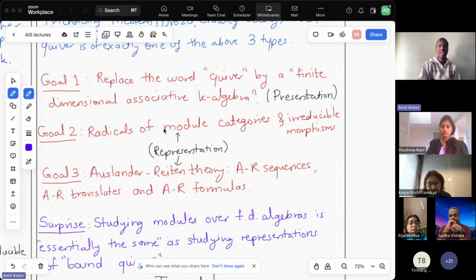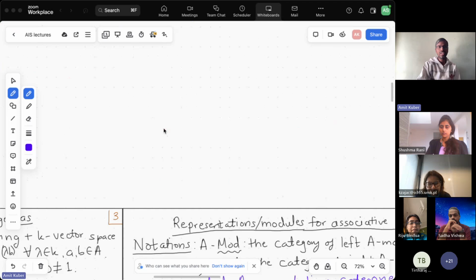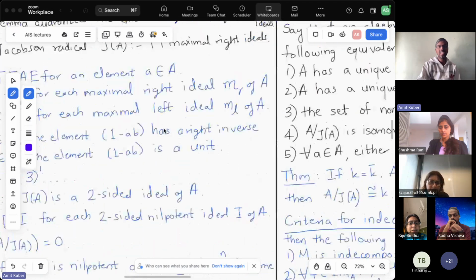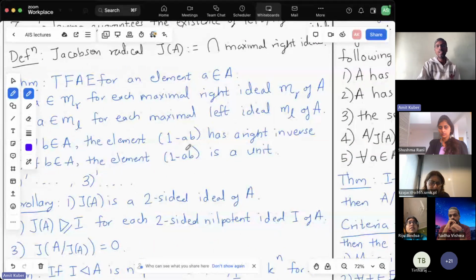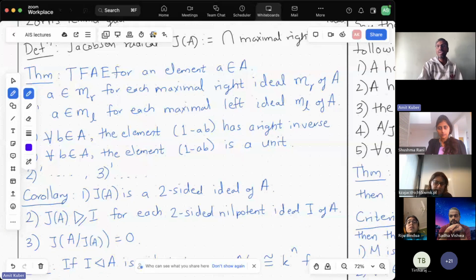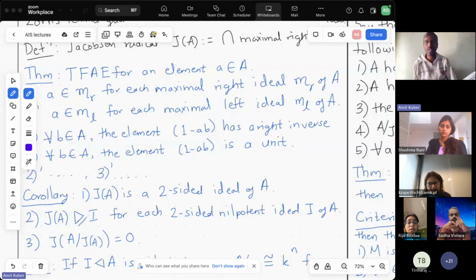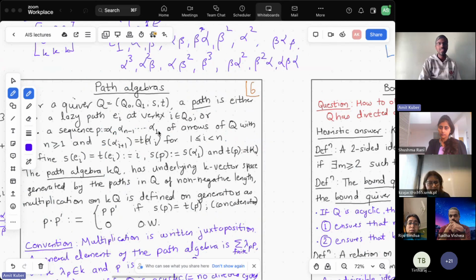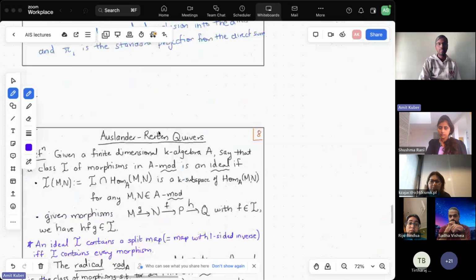So remember, what is the radical? Well, the radical definition we wrote here. Jacobson radical, what was the definition? We are going to be interested in this particular definition, the third one: that for all b in A, the element 1 minus ab is a unit. This is an equivalent condition for an element to belong to the Jacobson radical. But I'm sure that you will find this definition interesting by itself.